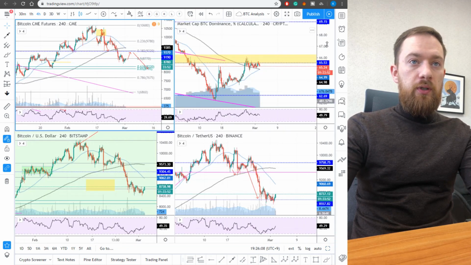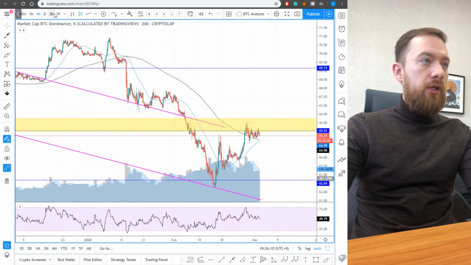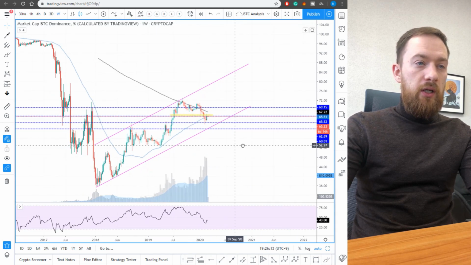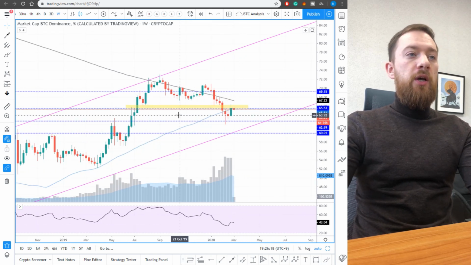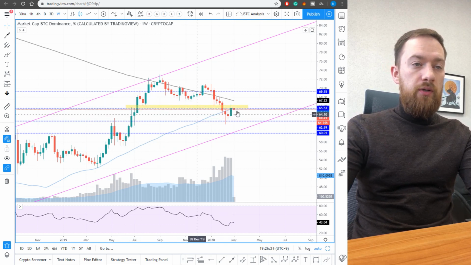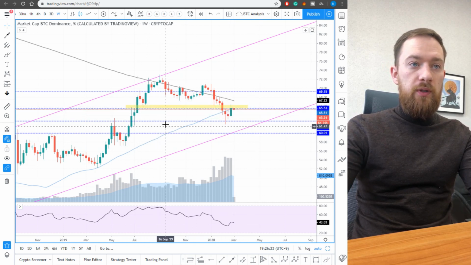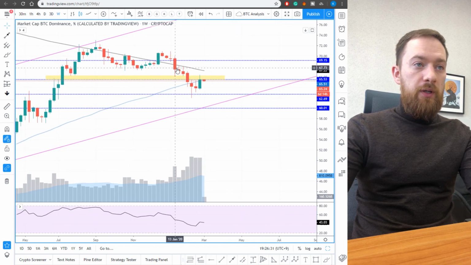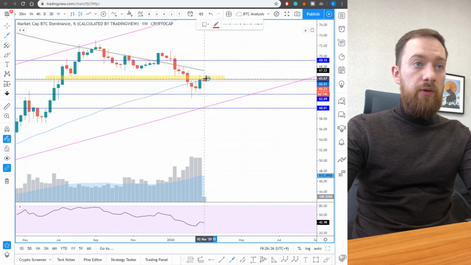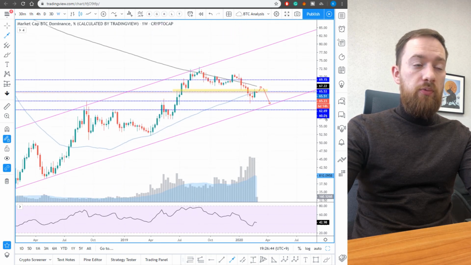Let's go to the dominance chart. Starting from the weekly again, you can see here that during the, not the previous week, but the one before that, we're drawing that this was a crucial area, this yellow zone between the 64 and 66% of BTC dominance. We broke below it, we're currently retesting it, we should go even to the point of 200 MA as a retest, and then a further down towards the bottom of this upward channel.